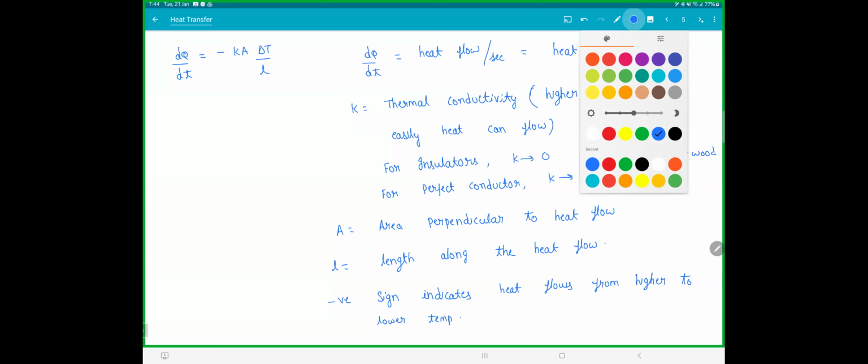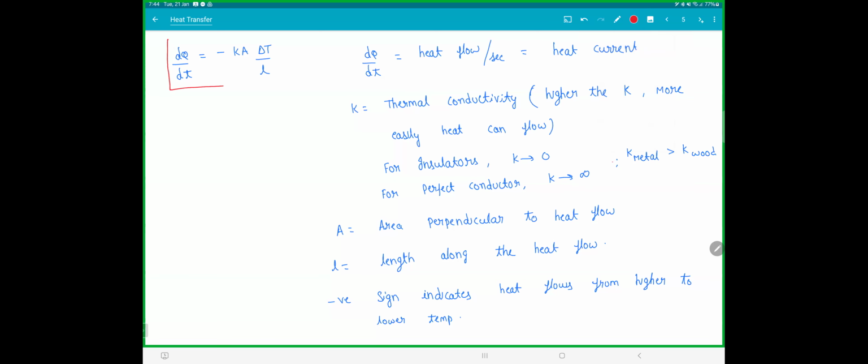Now, this is the formula for steady state, meaning inflow has become equal to outflow. But let's say inflow has not become equal to outflow. You can study even that. Then the formula becomes dq by dt is equal to minus kA dT by dx, with dT in place of delta T and dx in place of delta x. Again, the same idea: you take the length to be so small that you can assume it is almost in a steady state for that small section dx.